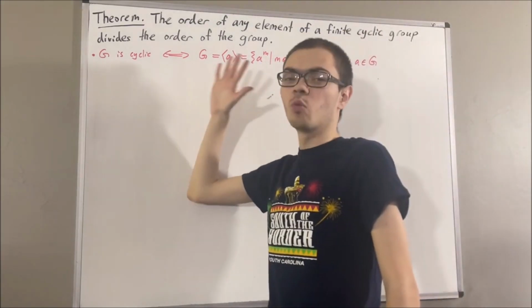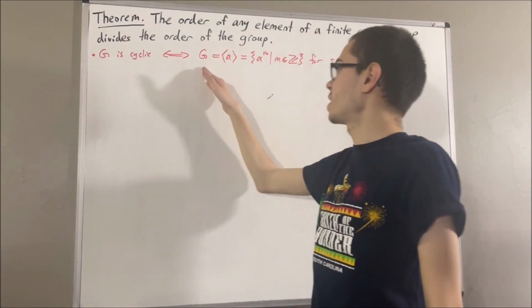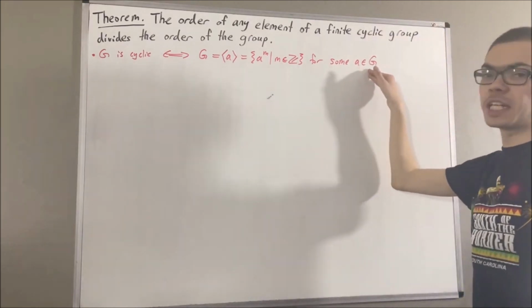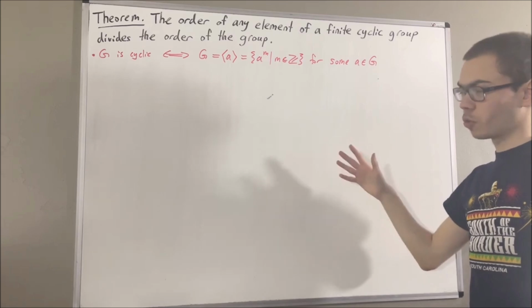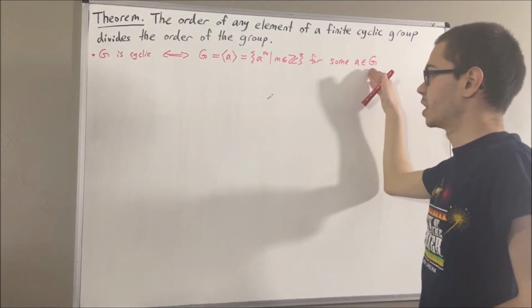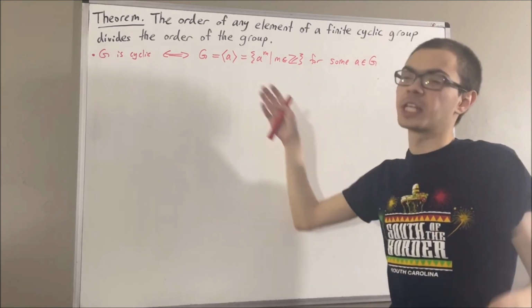Given a group G, we say that G is cyclic if G can be expressed in this form for some element A in G. In other words, we can think of this as saying there exists an element A in G such that A generates G.